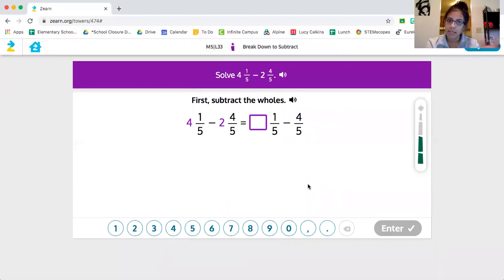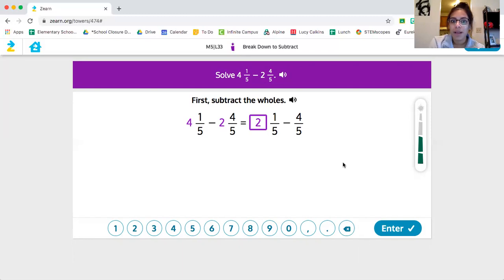So if we think back to that strategy we used with addition, with combining those like terms and adding them together, we can utilize that in this strategy as well. So we're going to first subtract the wholes. So the problem here is to solve 4 1/5 minus 2 4/5. I'm looking at my wholes and I'm recognizing I can do that subtraction quickly and move myself along in this problem. 4 minus 2 is 2.